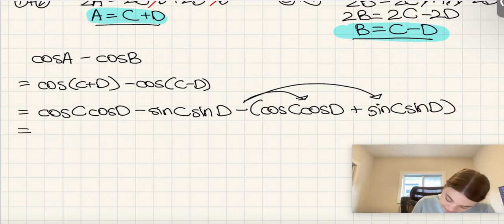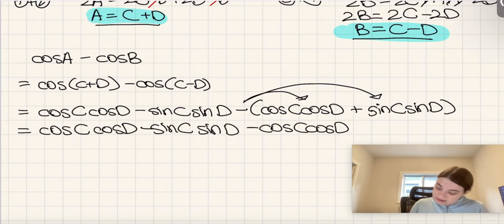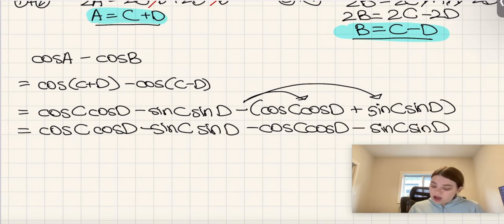And so this becomes, I'm just going to copy this, cos C cos D minus sine C sine D, minus cos C cos D, and then minus a positive is going to be another negative as well. So minus sine C sine D. A common mistake I see here is forgetting to distribute that negative sign throughout both cos C cos D and sine C sine D. Okay, now these cancel out.